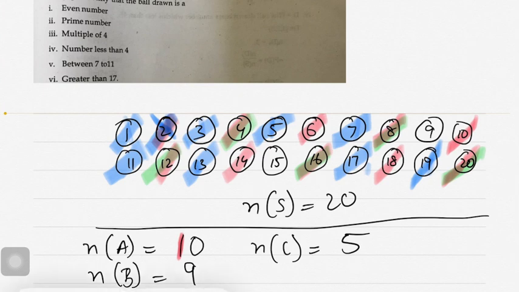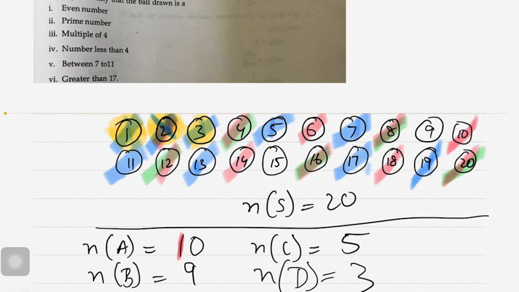Okay. Next, number less than 4. So number less than 4 are 1, 2 and 3. Correct? 4 is equal to 4. It is not less than 4. So number less than 4 would be 1, 2 and 3. So your n of D will be 3.